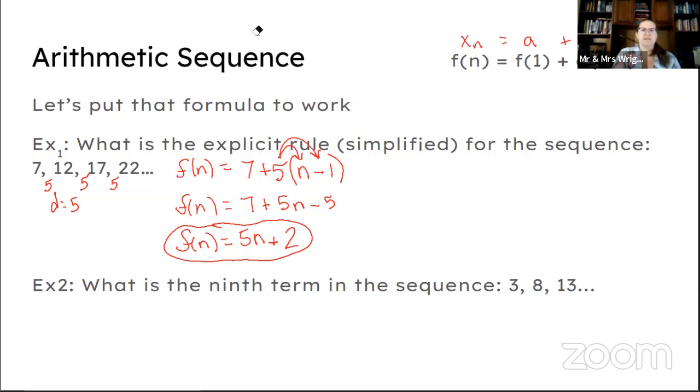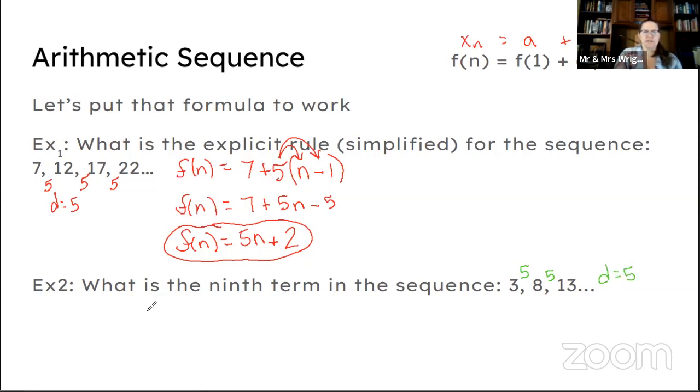All right, so let's move on to the next one. It says, what is the 9th term in the sequence 3, 8, and 13? So let's find the difference between these. 8 minus 3 is 5. 13 minus 8 is 5. So our d is going to equal 5.